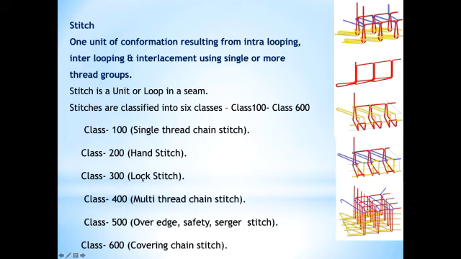Class 300 is classified as the lock stitch. Class 400 is known as the multi-thread chain stitch. Class 500 stitch is referred to as overedge. The same stitch class can also be called safety stitch or the serger stitch. And last but not the least, class 600 is the covering chain stitch.